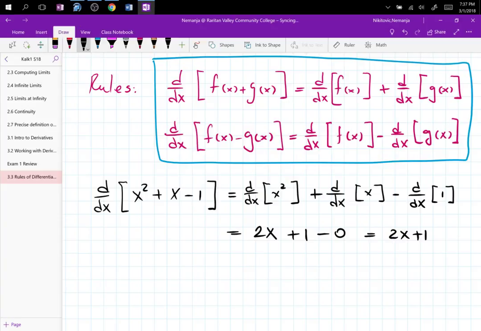And now I'm going to ask you to work on combined rules. So say, find the derivative of 3x squared plus 9x minus 6 over x squared. So what is this derivative?